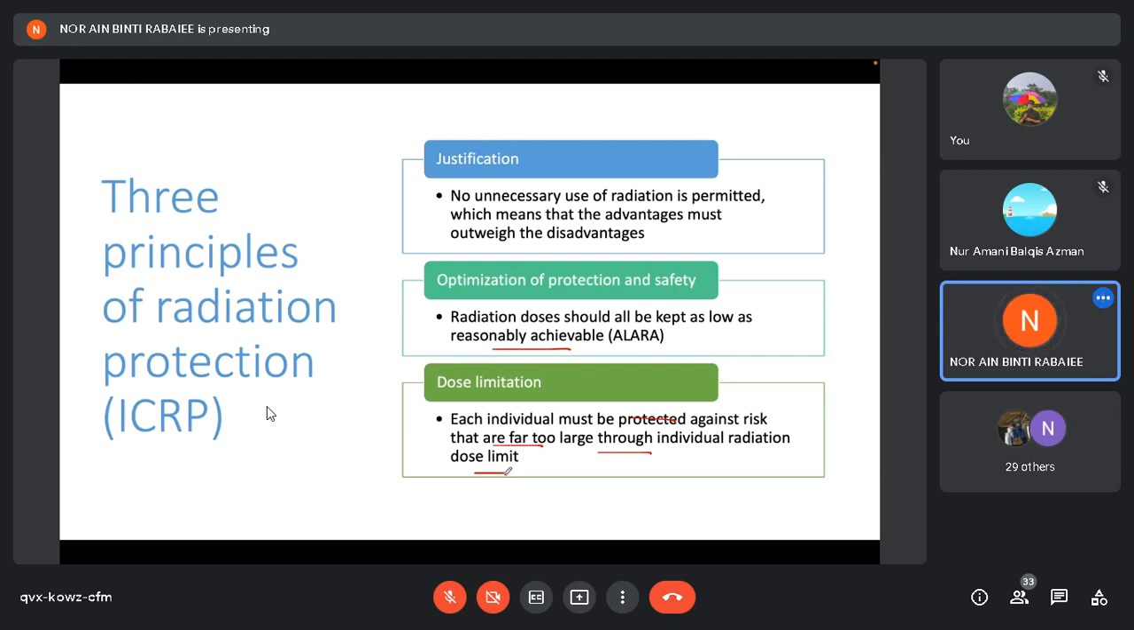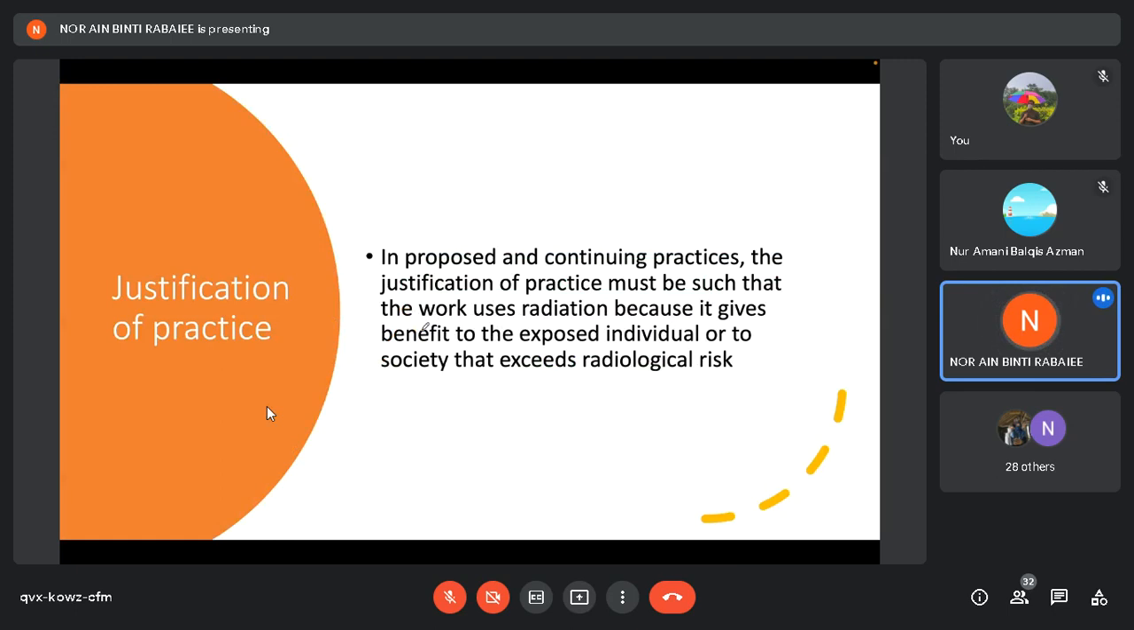And for patients, they don't have any dose limitation. Why? Because it goes back to the second principle just now, which is optimization. Our concern is to make sure that the patient gets the most benefit from the radiation exposure for the diagnosis. So patients don't have a dose limit, but it comes back to the second principle, which is optimization.